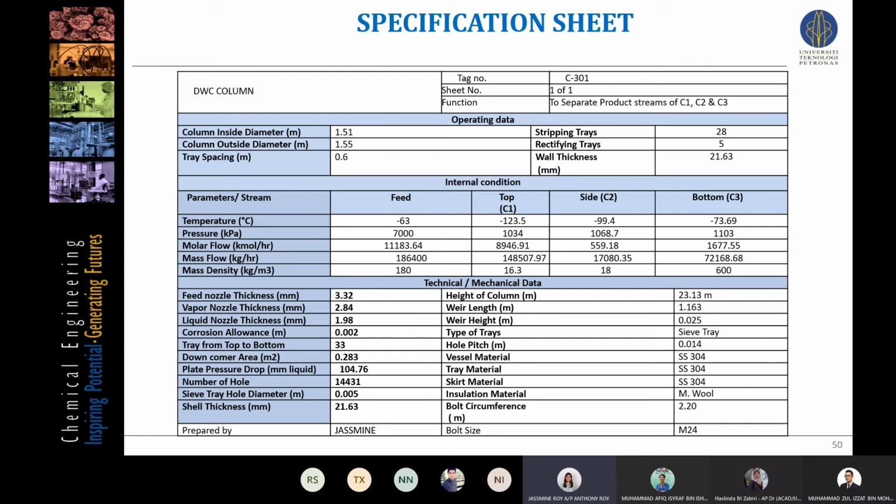This is my specification sheet containing the stream conditions and the mechanical design. As for the material of the vessel and the supports for the column, I've chosen stainless steel. And an aspect of the mechanical design: the nozzle thickness for the feed is more than the vapor and liquid, as they were based on the mass flow rate and the mass density of the compositions.